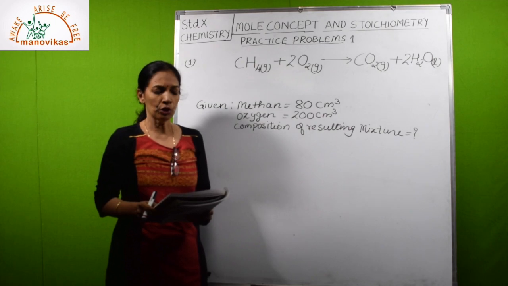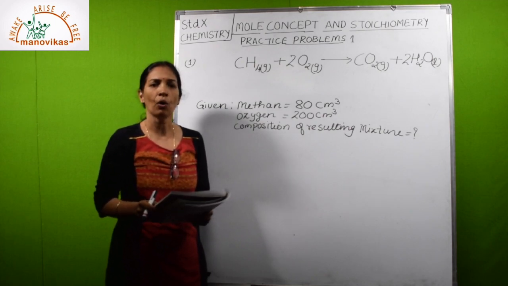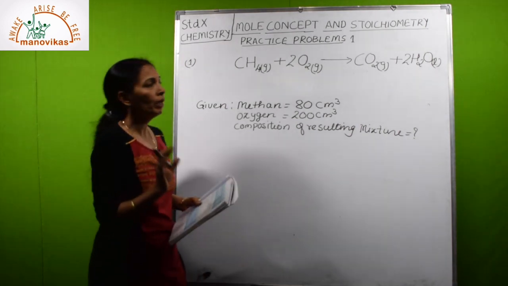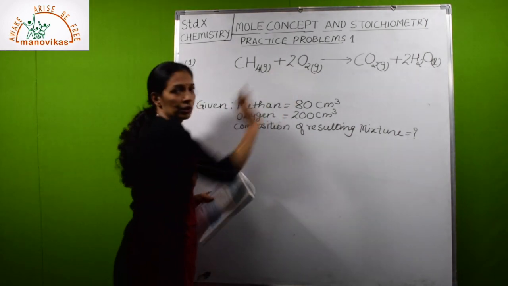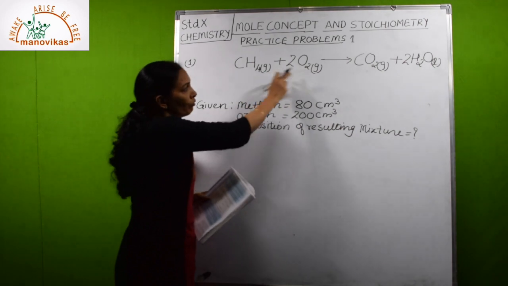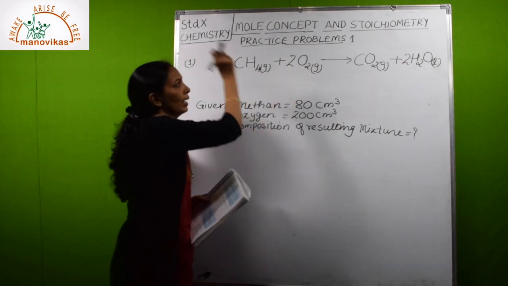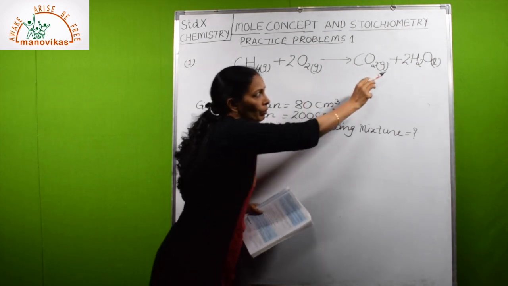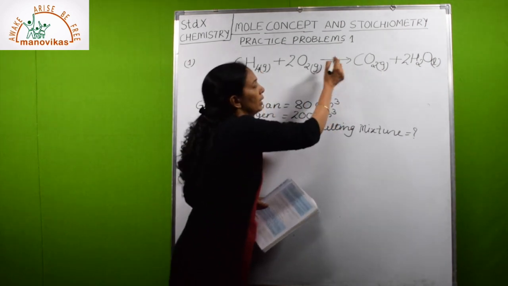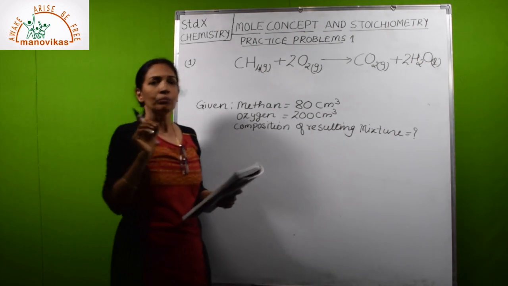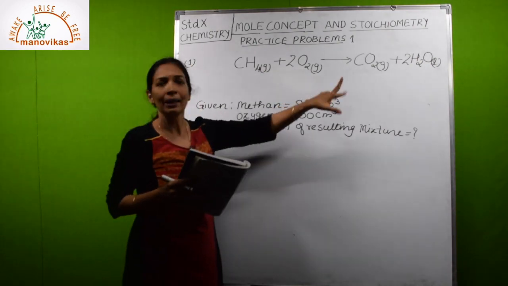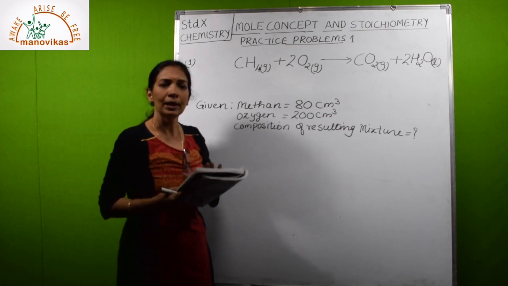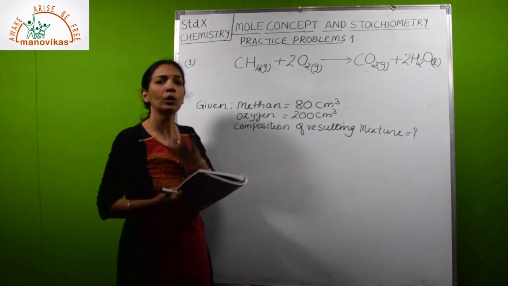Calculate the composition of the resulting mixture on cooling. Okay, this is the question. So now what we have to do? First write the equation. State of matter is written. Methane is a gas, oxygen is a gas, carbon dioxide is a gas. Now with 2H2O, it is written L. Now the reason behind writing L, meaning liquid, is that we are calculating the resulting mixture composition on cooling.